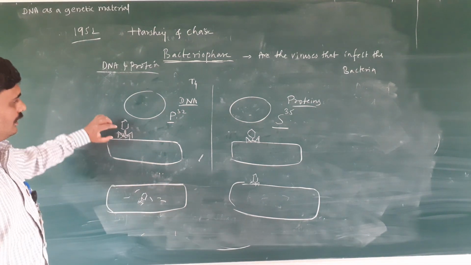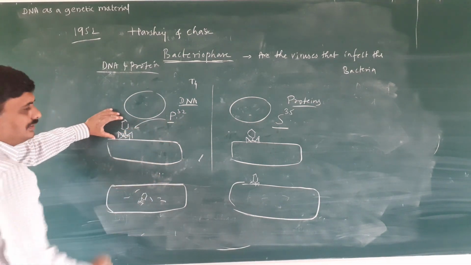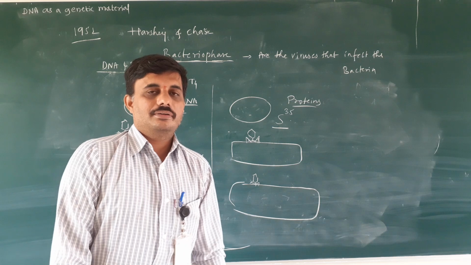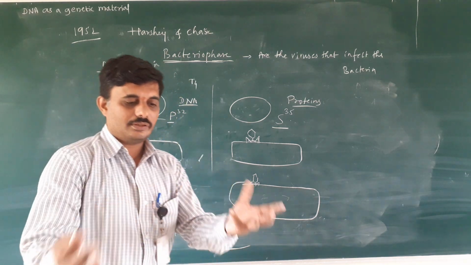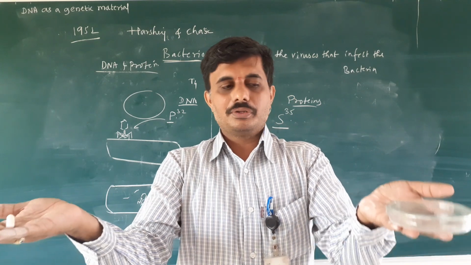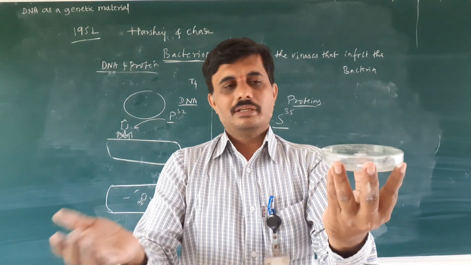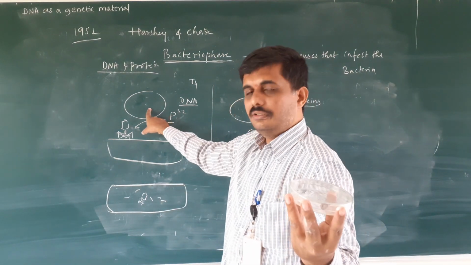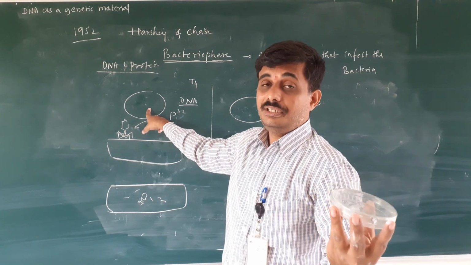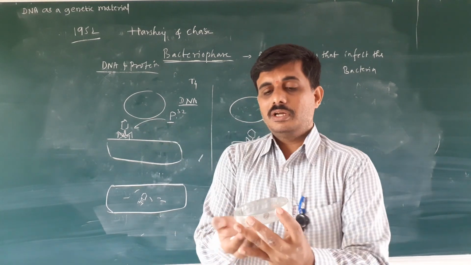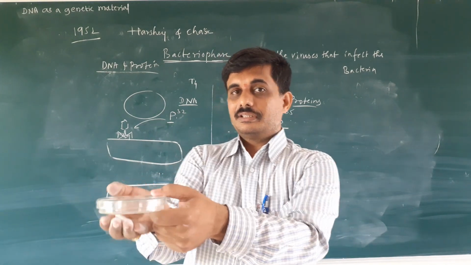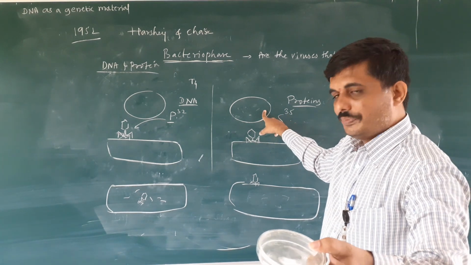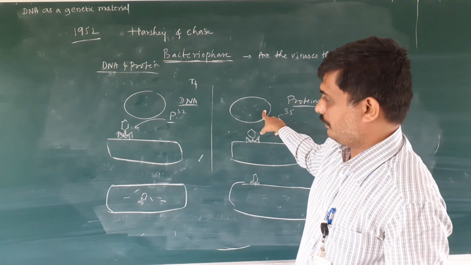These radio-labeled bacteriophages were used to infect E. coli, cultivated in two different plates. One plate contained E. coli infected with bacteriophage grown in the media that contain phosphorus 32. Another petri dish contained E. coli infected with bacteriophage grown in the media containing sulfur 35.